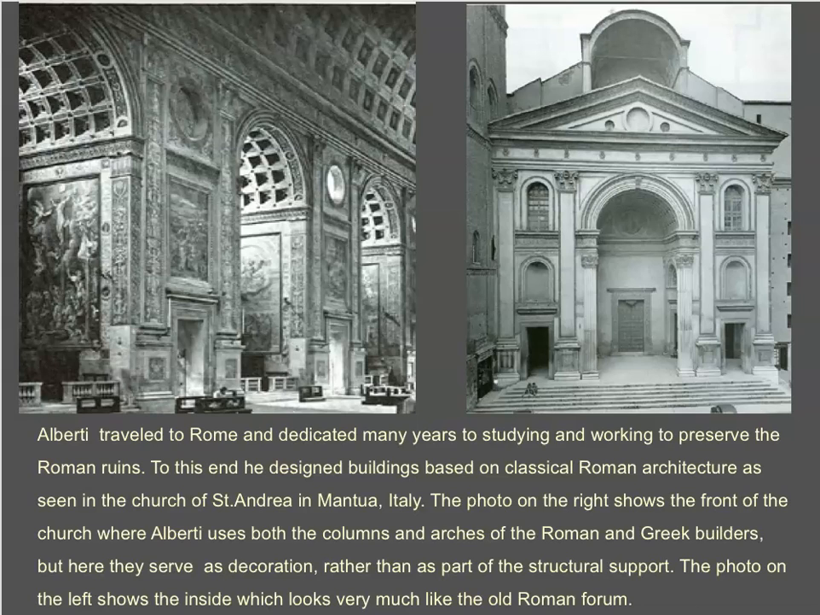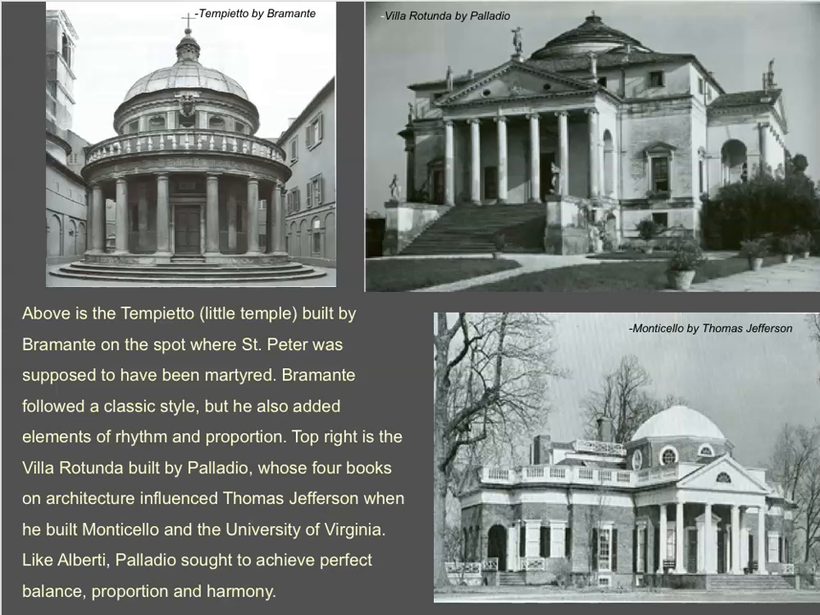The photo on the left shows the inside of this church. And if you've studied the Roman ruins, this is really a throwback. He's really honoring the style of the Romans with this interior. Now another architect is Bramante, and his little temple, or Tempietto, above is in Rome, and it's supposedly on the spot where St. Peter was martyred.